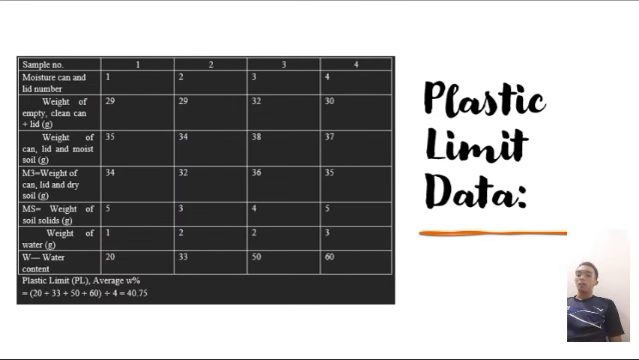And for the plasticity index, the plastic limit average that we are getting is 40.75%, and the plasticity index is 26.25.